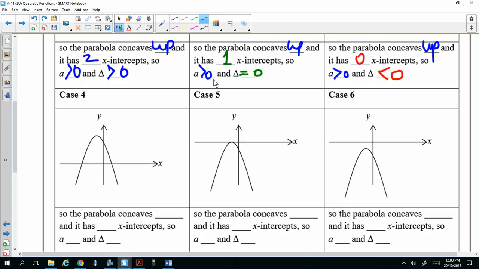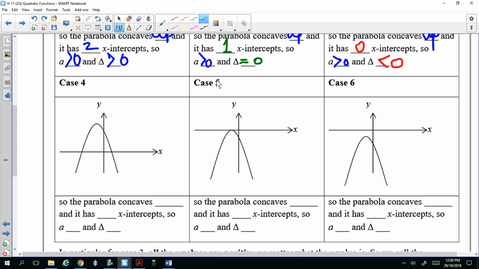Okay, right, let's go through the other one. Let's ask Jessica, case 4. So the parabola concaves down. How many x-intercepts does it have? 2. What's the value of A? Negative. It's concave down, and what's the value of discriminant? Greater than 0. Very good. Okay. All right. Fill out the rest.